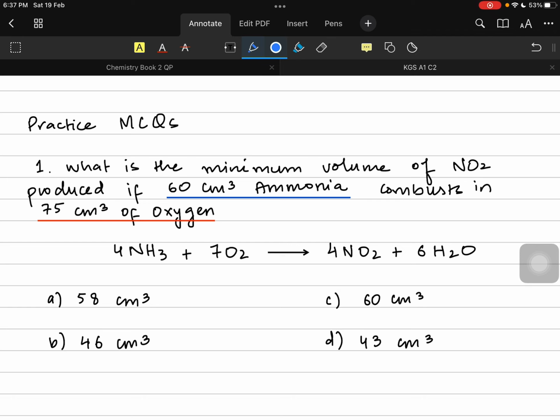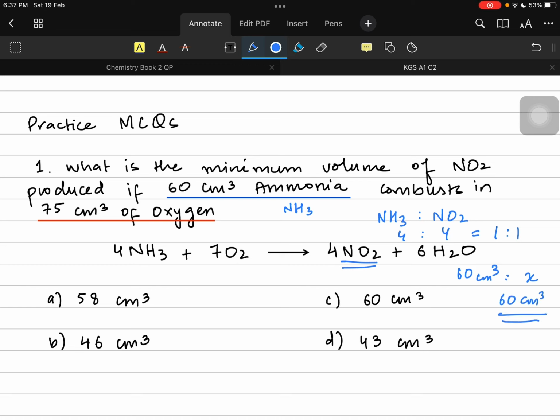If you have watched my mole hack video, you would remember that we can solve volume questions directly. So see, between ammonia and one of the products, let's say NO2, the ratio is exactly 4:4, which means 1:1. So if we have 60 centimeter cube ammonia, how much NO2 can be made? Exactly the same, 60 centimeter cube. So this is one of the possible answers for NO2.